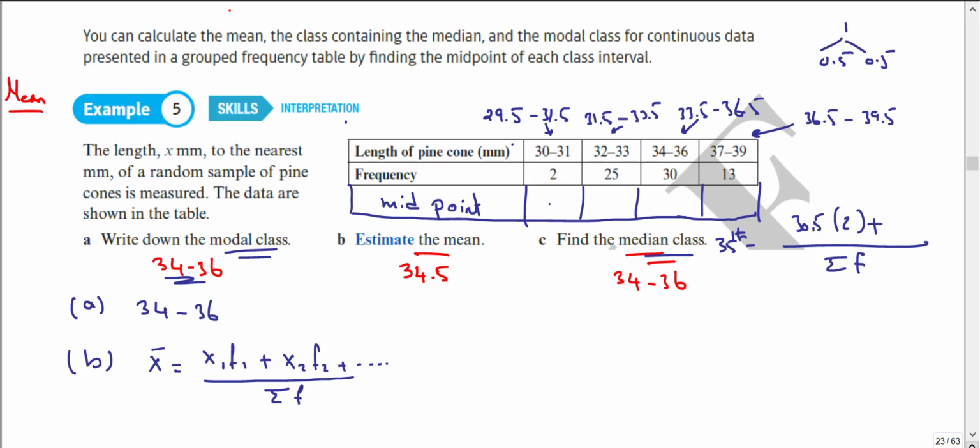How would you get the midpoint? Let's say here. To get a midpoint, you do what? Let's start with the boundaries of the first group: 29.5 plus 31.5. You add them and you multiply by half. What's the answer? 30.5. Very good, 30.5. In the same way, you get all the other midpoints.